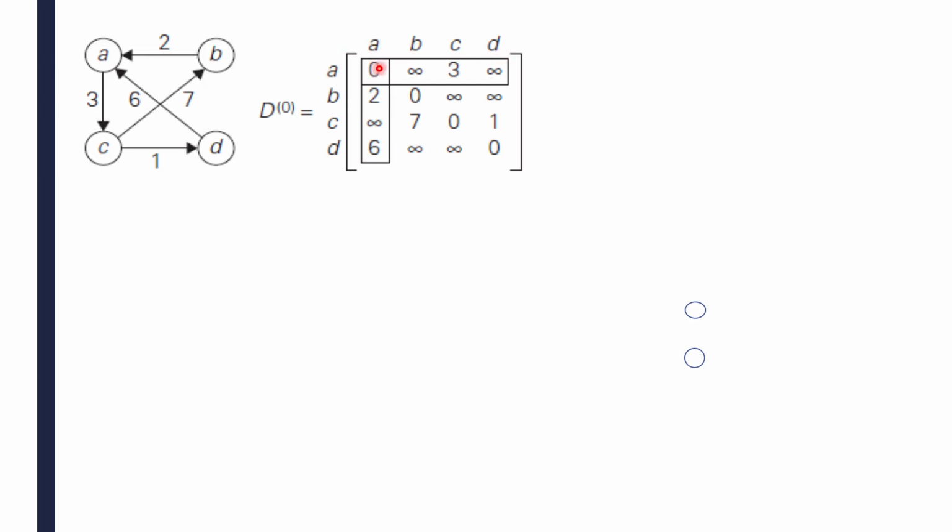Now A to A, it is 0. A to A means what? It is source and destination, both are same. Then there is no distance, that's why it is 0. In the same way, B to B also it is 0. C to C 0 and D to D 0 here.